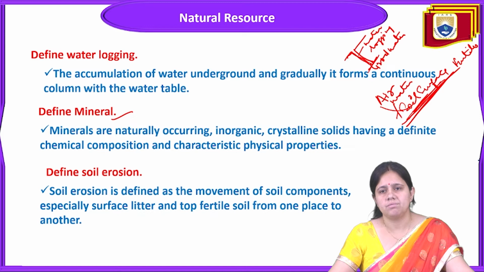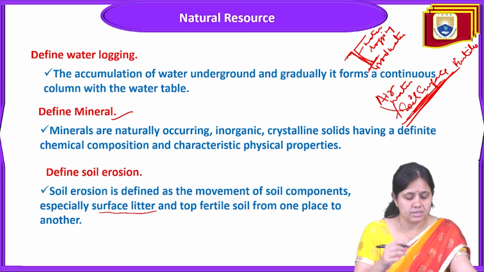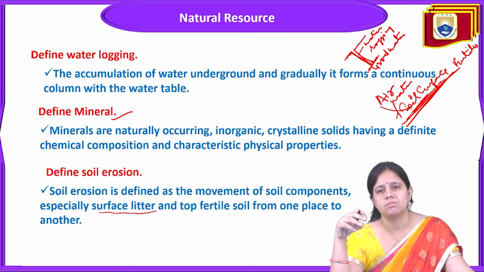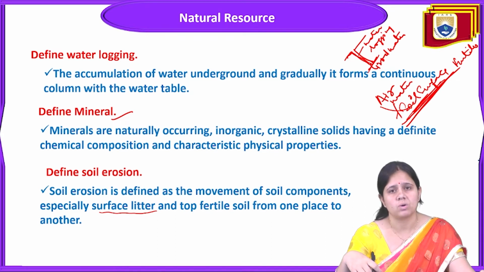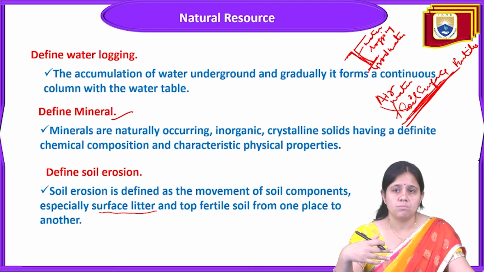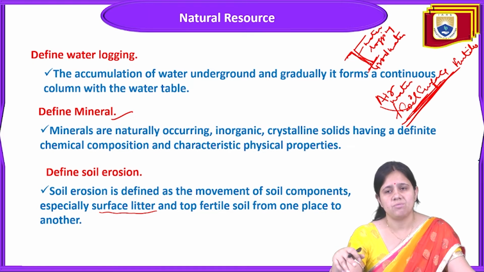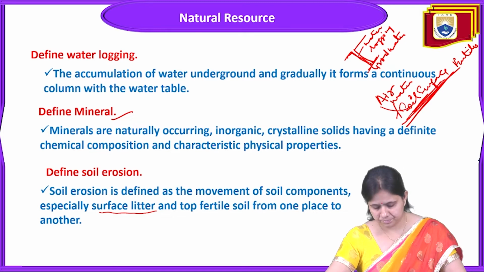Soil erosion can be defined as the movement of soil components, specifically surface litter. Surface litter is very important for fertility, because litter decomposes, and with the decomposition, manure is added to the soil, and this manure makes the soil fertile. So the movement of soil components, like soil surface litter and top fertile soil, from one place to another place is called soil erosion.